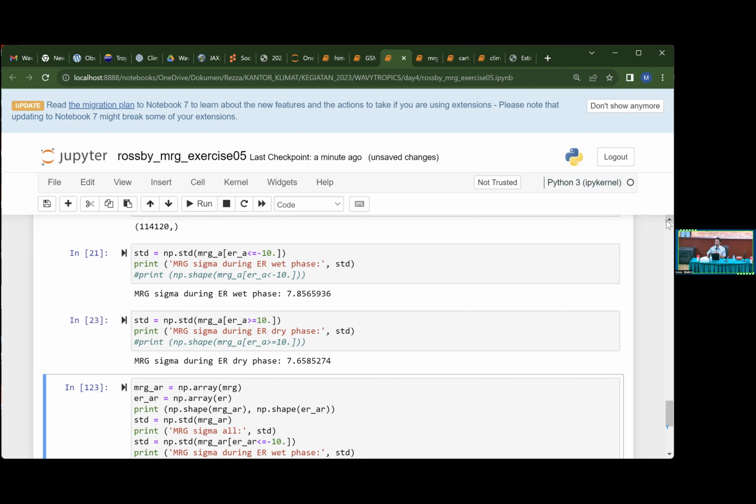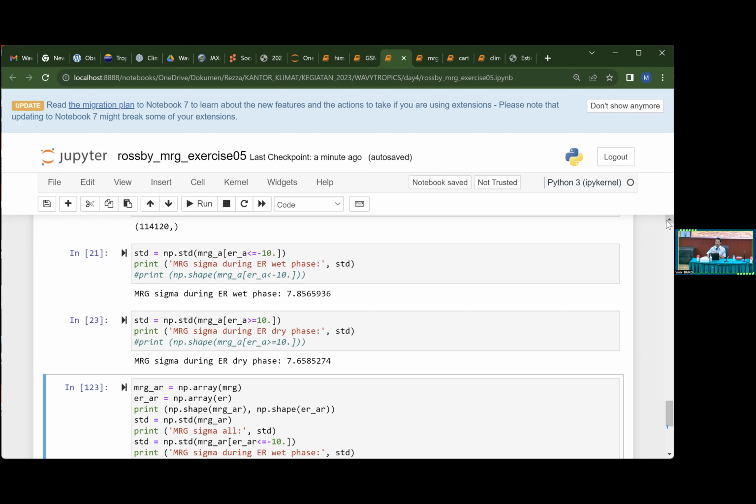So when we see the Rossby wave and MRG wave together, it would be a modulation, or we can say more cloud clusters will happen and be strong during that. This is one easy example to analyze, where we can see the difference between the activity of the MRG during wet phase and dry phase.